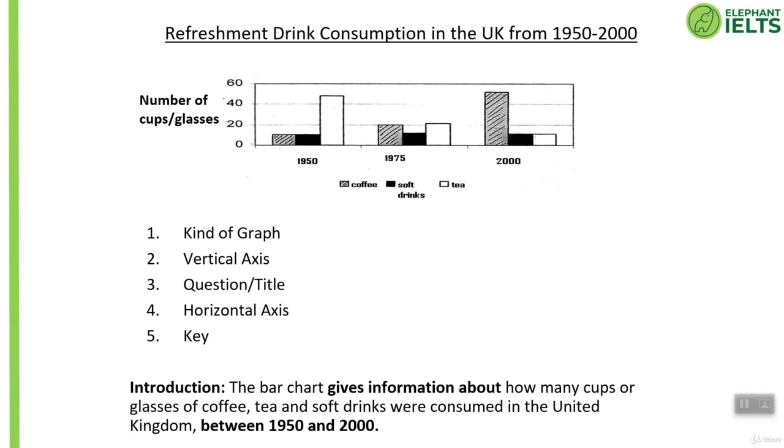Now you see how we have changed the information, or we've paraphrased as far as possible. We said here the bar chart gives information about how many. Instead of the number of cups or glasses, we said how many cups or glasses of. Instead of saying refreshment drink, we said coffee, soft drinks and tea were consumed, so we changed the form of the word, in the United Kingdom between 1950 and 2000. So that's the introduction. Now for the very famous elephant sentence.